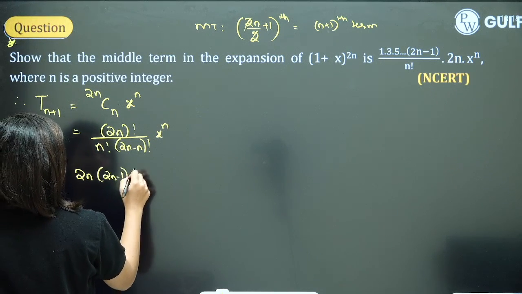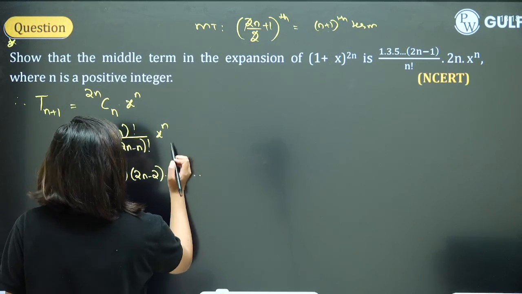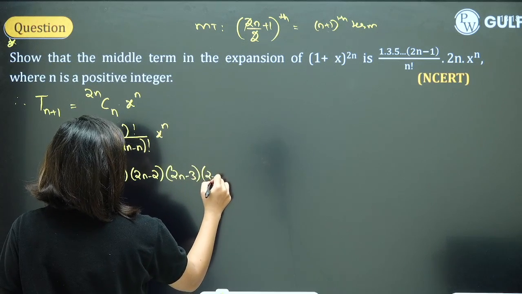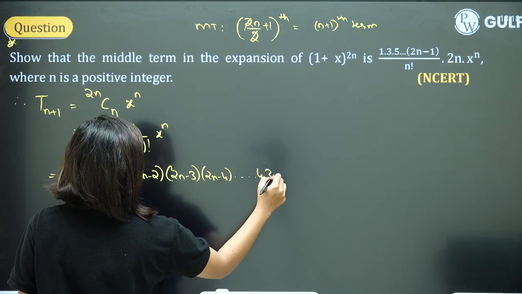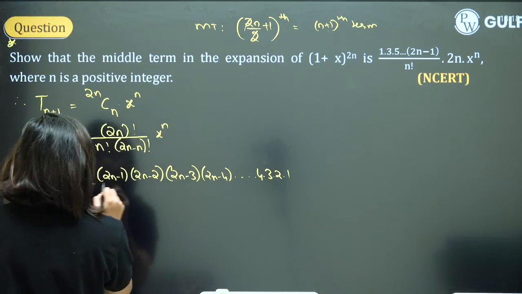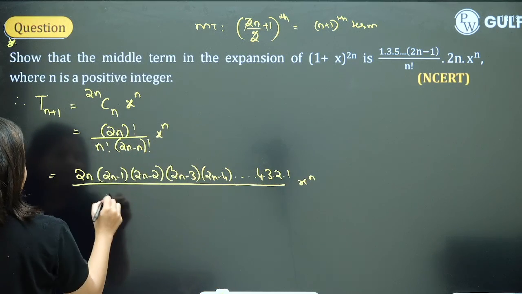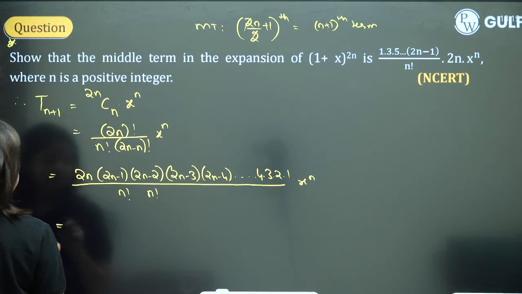This will be 2n minus 1, 2n minus 2, so on till, let me write 2-3 more terms, 2n minus 3, 2n minus 4, so on till 4, 3, 2, 1, right? It will go on till 1 all the way. There is x raised to n outside. This is n factorial, and 2n minus n is again n factorial.